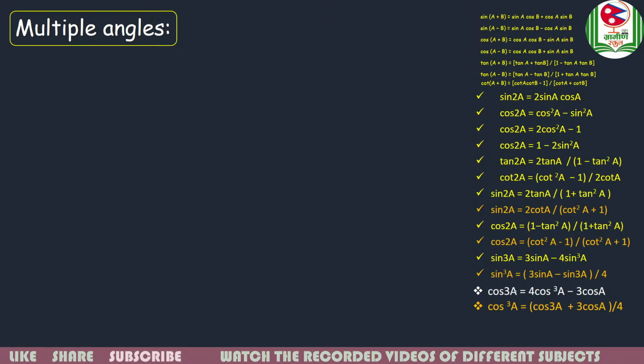Now we will prove cos 3A equals 4 cos cube A minus 3 cos A. And for this, we will write cos 3A as cos(2A + A). And we know it is cos(A + B), so we will write here cos A into cos B minus sin A into sin B.